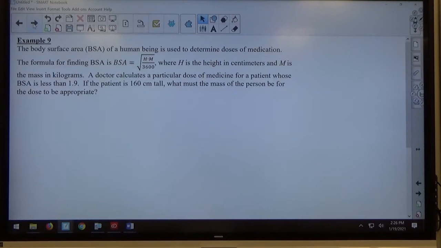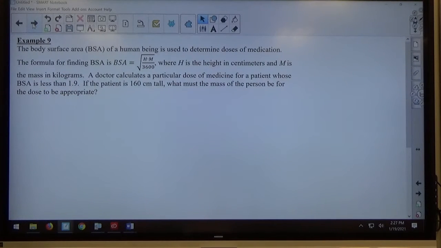Example 9. The body surface area of a human being is used to determine doses of medication. The formula for finding BSA is BSA equals the square root of HM over 3600, where H is the height in centimeters and M is the mass in kilograms. A doctor calculates a particular dose of medicine for a patient whose BSA is less than 1.9. If the patient is 100 centimeters tall, what must the mass of the person be for the dose to be appropriate?